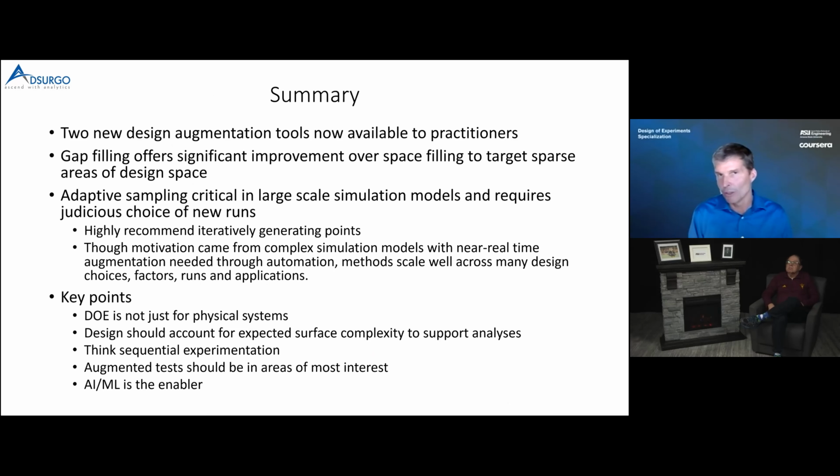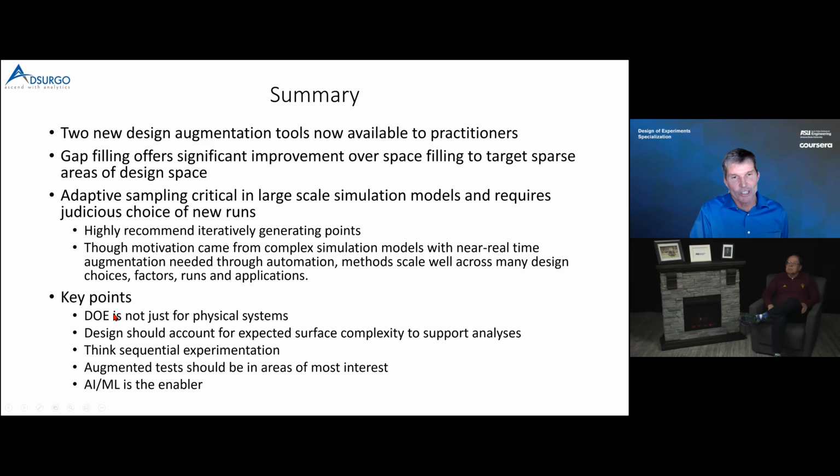Very exciting. We found many uses for it. A lot of excitement out there in the DoD circles that we now have a way to incorporate some of the responses. So this gap filling design is going to be an improvement over the space filling when you need to target special areas. Adaptive sampling is critical for large-scale simulation, and we really have found that it has been a lifesaver in terms of the run budget, in terms of the development time.